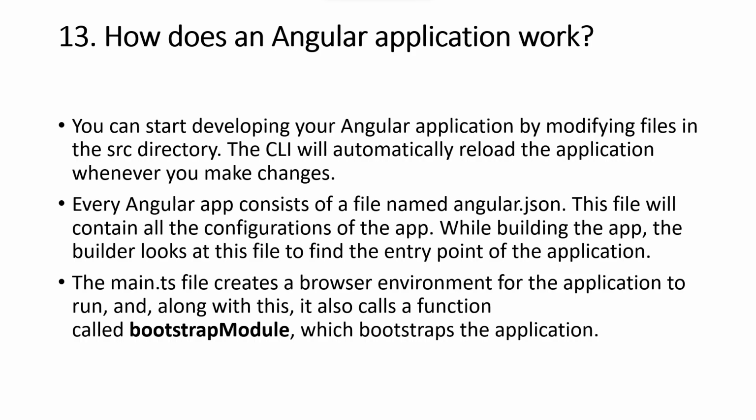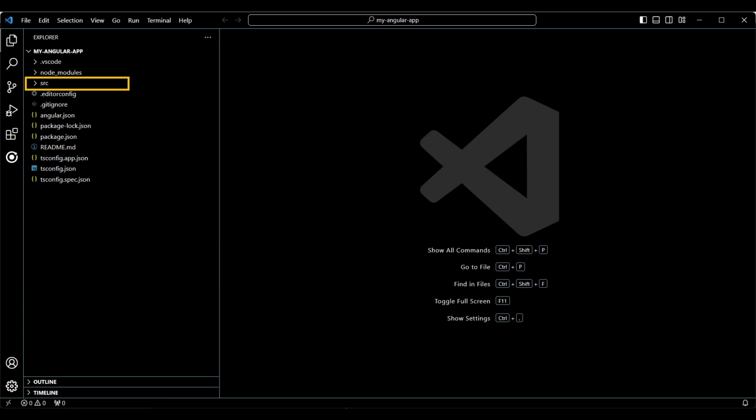How does an Angular application work? We can open and edit Angular applications in Visual Studio Code or any other editors. Here I am using Visual Studio Code. You can start developing your Angular application by modifying files in the src directory. The CLI will automatically reload the application whenever you make changes. Here you can see our sample application.